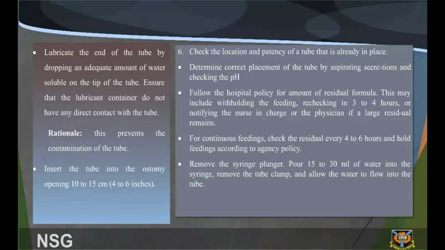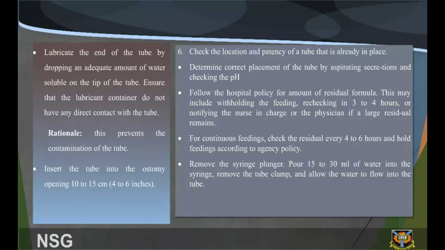Check the location and patency of a tube that is already in place. Determine the correct placement of the tube by aspirating secretions and checking the pH. Follow the hospital policy for amount of residual formula. This may include withholding the feeding, rechecking in 3 to 4 hours, or notifying the nurse in charge or the physician if a large residual remains. For continuous feedings, check the residual every 4 to 6 hours and hold feedings according to agency policy.